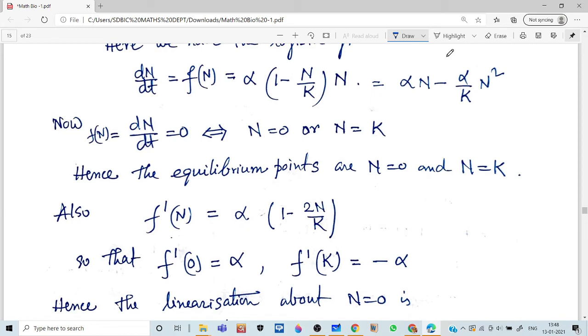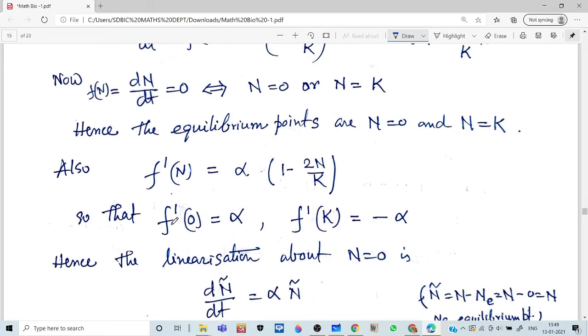So f'(n) is equal to alpha, which is constant, minus twice alpha by k into n. So taking alpha common, we get alpha times 1 minus 2n by k. Now here n equal to 0 and n equal to k are the two equilibrium points. So put 0 in place of n: f'(0) is equal to alpha.